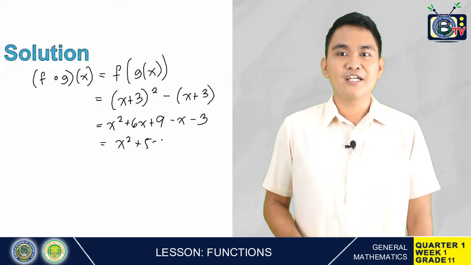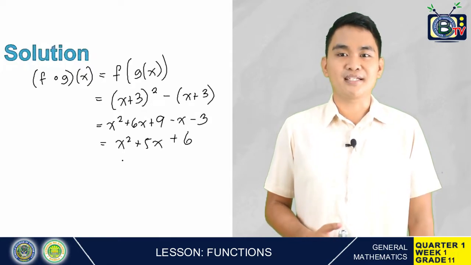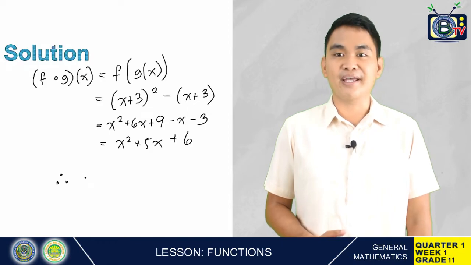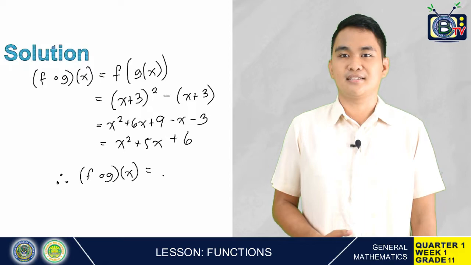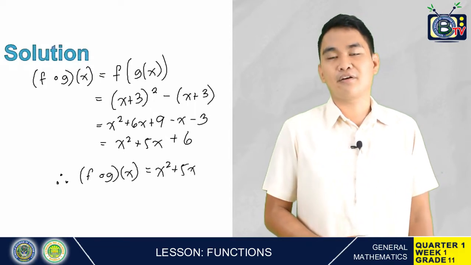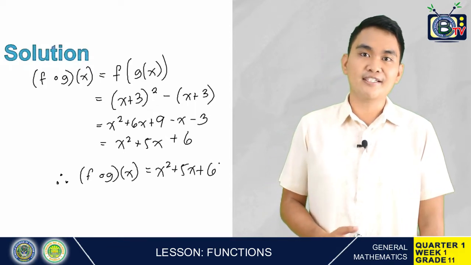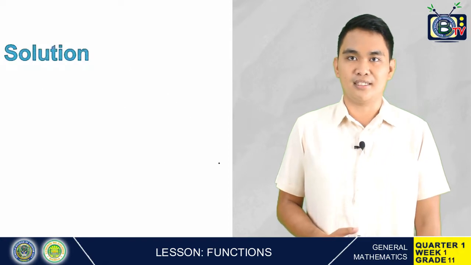Simplifying further, we have x squared plus 6x plus 9 minus x minus 3 is equal to x squared plus 5x plus 6. So our final answer in our first example, we have x squared plus 5x plus 6.